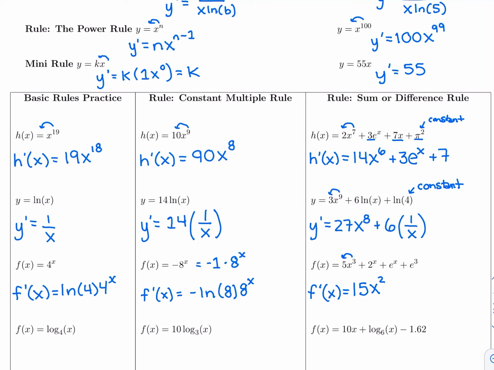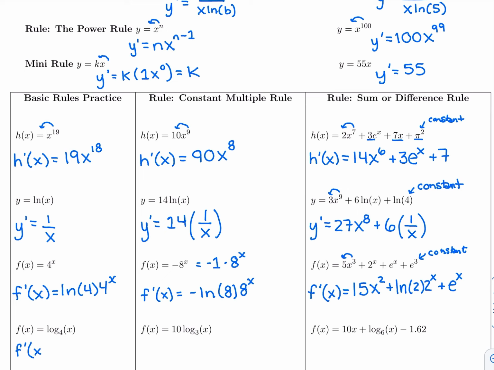Next, we have 2 to the x. Derivative of 4 to the x was ln of 4 times 4 to the x. So derivative of 2 to the x is going to be ln of 2 times 2 to the x. And then derivative of e to the x is always just e to the x. And e cubed is a constant sneaking in there. Derivative of every constant is 0. Doesn't have an x in it.